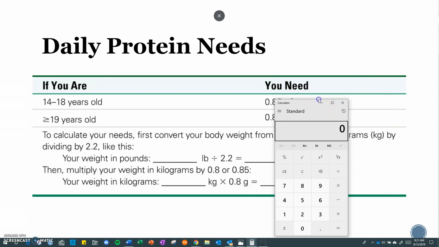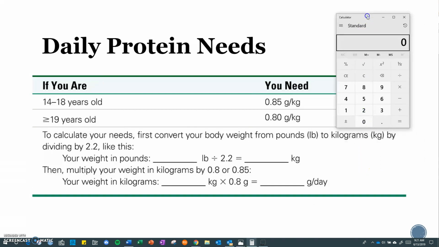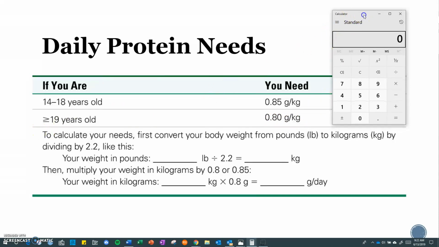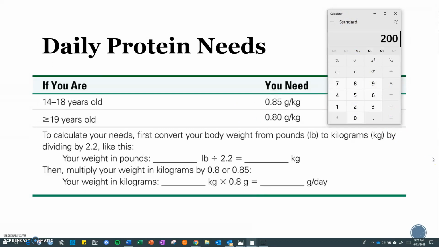Let's do some math. Pretend that I am a 20-year-old, 200-pound male. I need to have 0.8 grams per kilogram of protein compared to my body weight for my age. So how do I figure this out? First, I need to convert my 200 pounds to kilograms. So 200 divided by 2.2 is about 90 kilograms of body weight. I know I need 0.8 grams of protein for every kilogram. So now I multiply my 90 kilograms by 0.8. So I know that if I'm a 20-year-old, 200-pound male, it's recommended that I get 72 grams of protein per day.